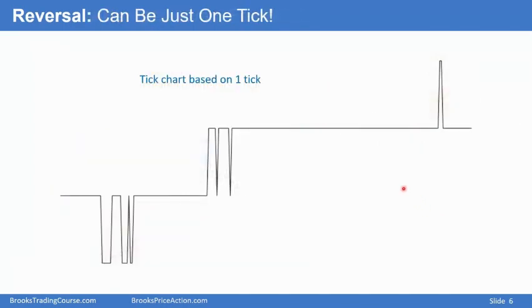This is a tick chart based upon one tick. This is one tick down, and then we went sideways for a tick, and then we went up for a tick, sideways for a tick, down for a tick. We traded here, and the very next trade took place down here. The trade after that took place up here. This is a reversal. Even though it's only on a tick chart and it would be invisible on a higher time frame chart, it is a reversal.